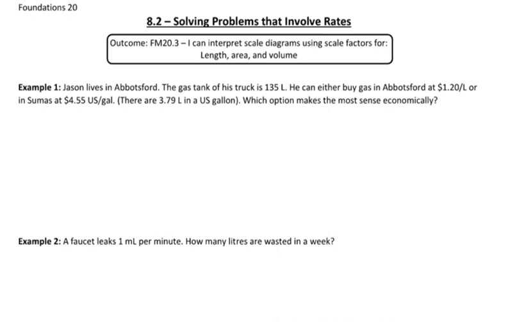8.2, solving problems that involve rates. Example 1 says Jason lives in Abbotsford. The gas tank of his truck is 135 liters. He can either buy gas in Abbotsford at $1.20 per liter or in Sumas at $4.55 US per gallon.